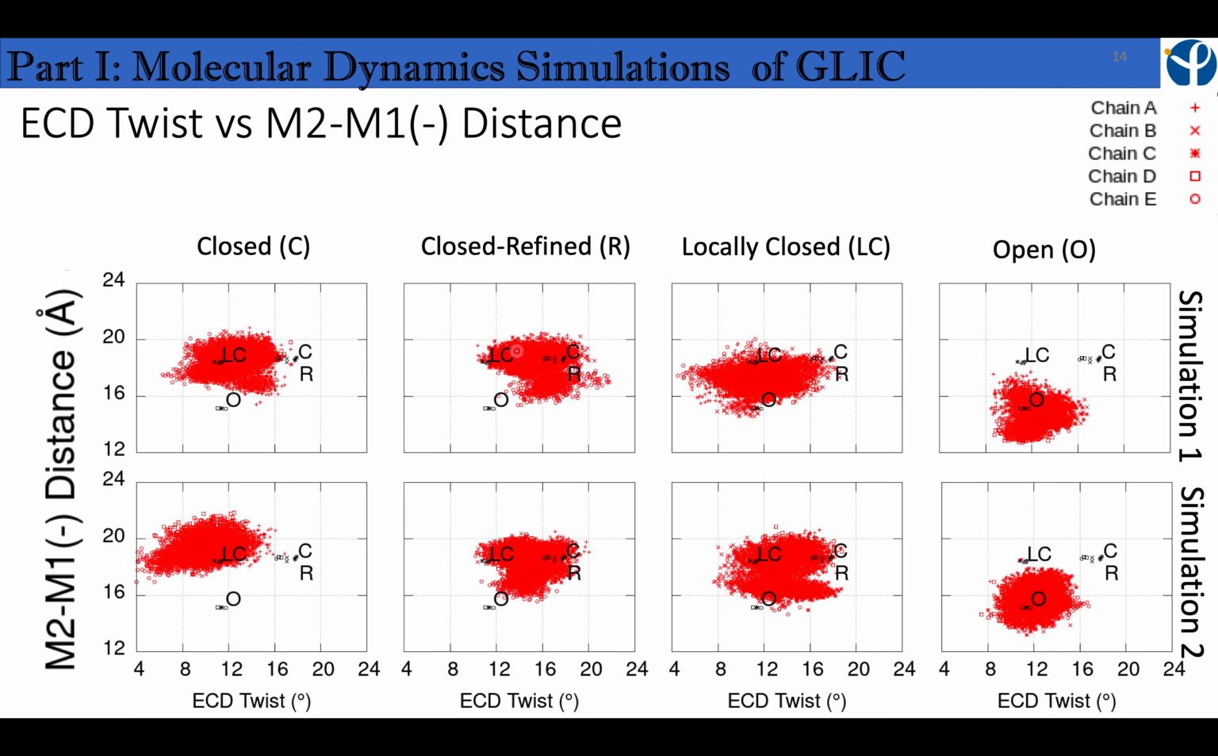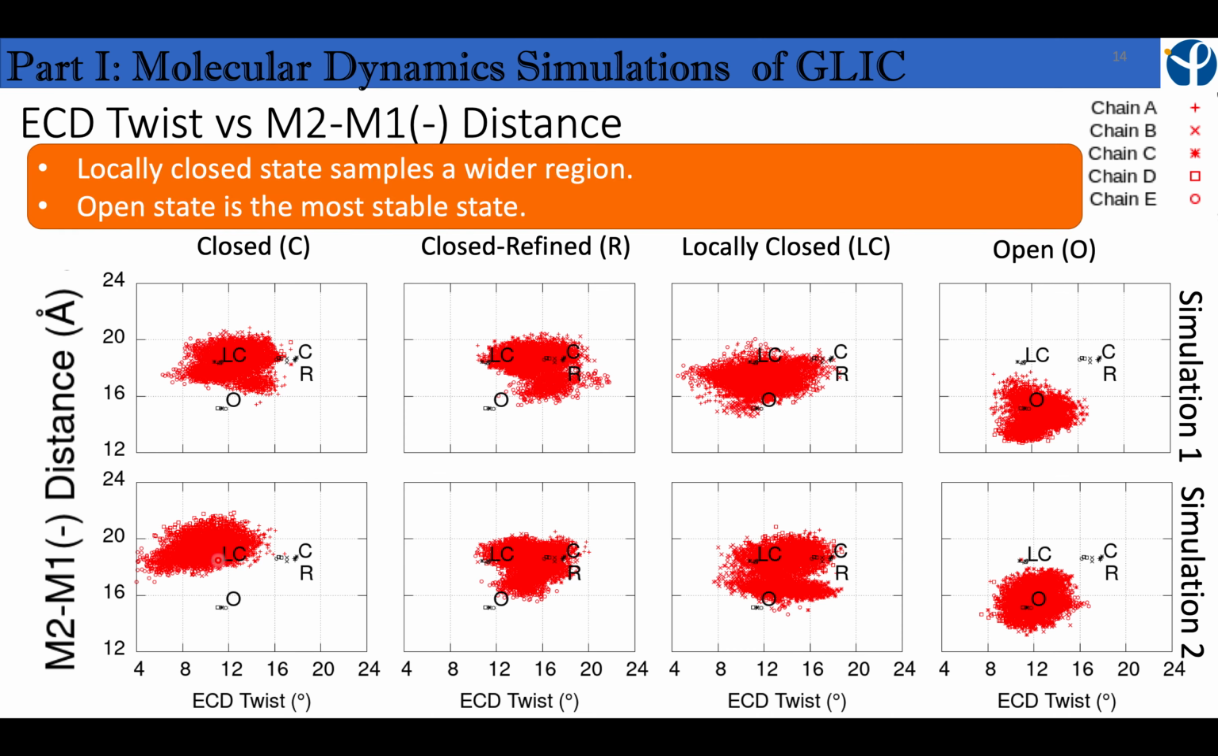Closed states and refined closed states are showing quite similar dynamics, and again you can see a transition between locally closed and closed states here also, here also. But a general conclusion about these parameters is locally closed states sample a wider region, and open state is the most stable state.